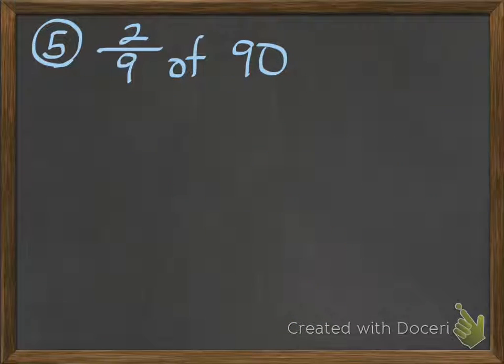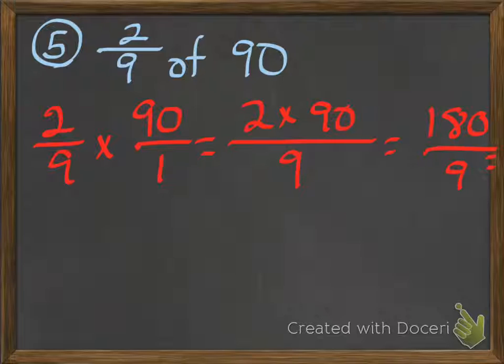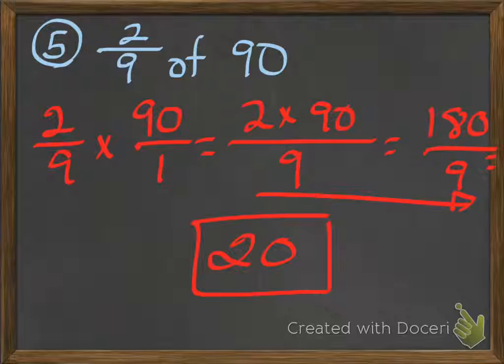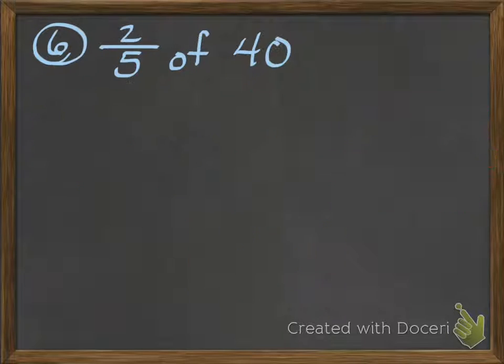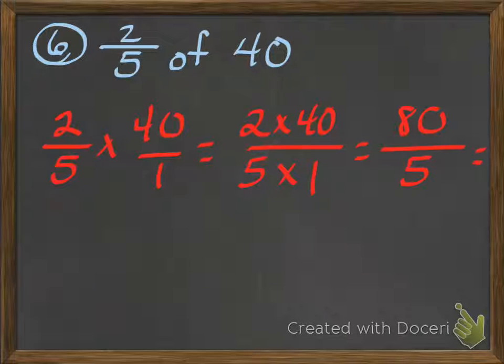Number 5, 2/9 of 90. Okay, if you follow the multiplication over, then you get 180 divided by 9, and 18 divided by 9 is 2, and then annex the 0, you get 20. Okay, number 6, 2/5 of 40. Okay, if you follow the multiplication through, then eventually you get to 80 over 5, and that's going to equal 80 divided by 5, which will equal 16.